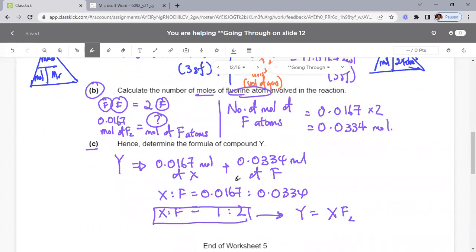Okay, take some time here to digest how I get from here to here to here. So step 1 and step 2. Maybe take the next 15 seconds to just look at where I get the numbers from, how I got to the ratio, and how I got to the formula.